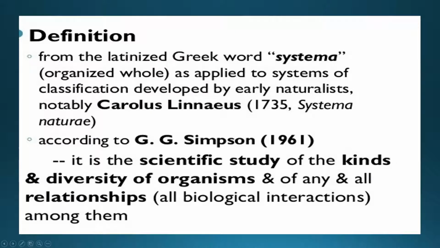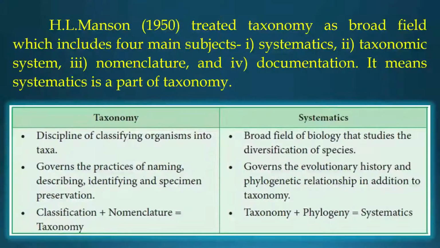According to G.G. Simpson, 1961, it is the scientific study of the kinds and diversity of organisms and of any and all relationships, all biological interactions among them. It is very clear, isn't it? Next, H.L. Manson, 1950, treated taxonomy as a broad field, which includes four main subjects: systematics, taxonomic system, nomenclature, and documentation. It means systematics is a part of taxonomy.